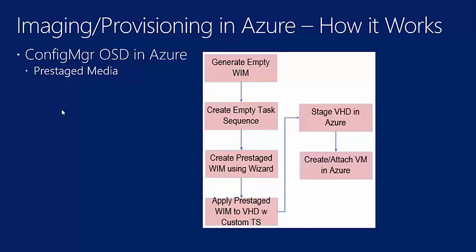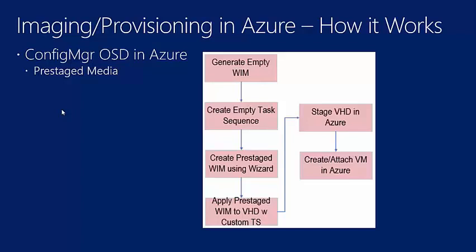Well, in my case, again, I'm not trying to do traditional pre-staged, I'm trying to do a boot image-like experience, and so I don't want any particular content in my task sequence. So what I'm going to do instead is use an empty task sequence, right? So let's start from the top. In order to satisfy the needs of the wizard, I need to generate a WIM, but I want that to be an empty WIM, a blank WIM.